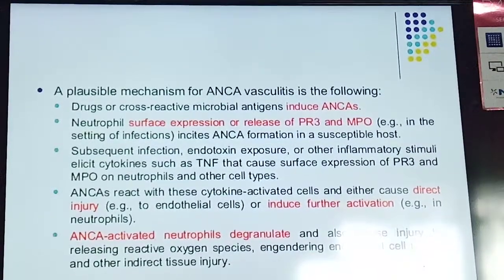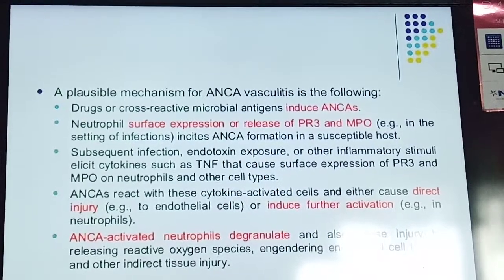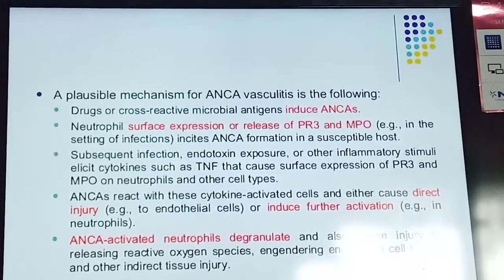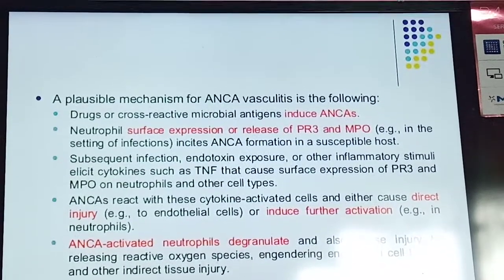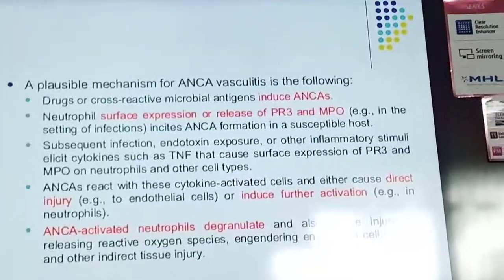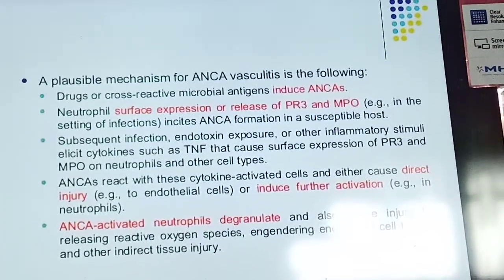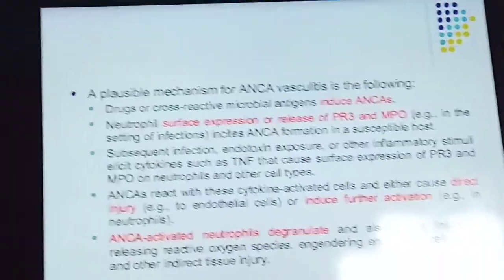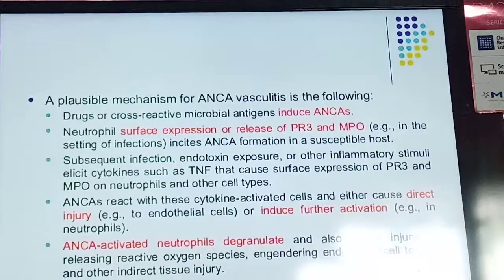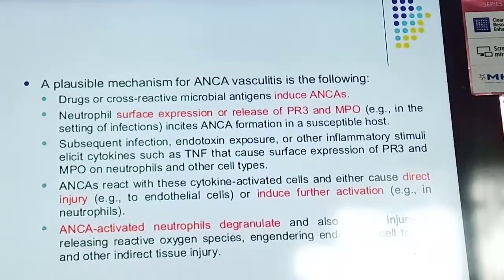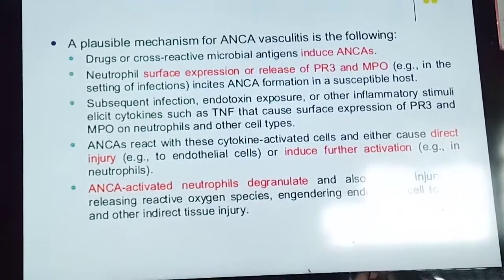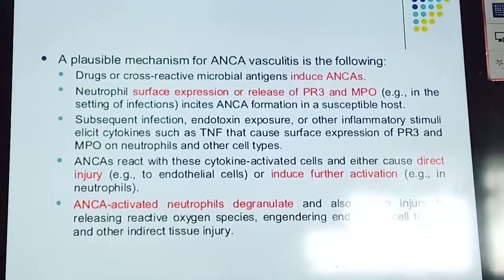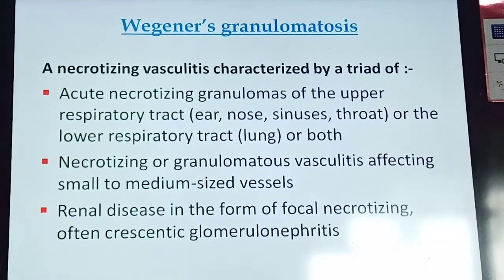These ANCA react with these cytokine-activated cells and either cause direct injury to the endothelial cells or induce further activation of the neutrophils. ANCA-activated neutrophils degranulate and also cause injury by releasing reactive oxygen species, engendering endothelial cell toxicity and other indirect tissue injury. So these are the pathological mechanisms, or the pathogenesis, of ANCA associated vasculitis, how ANCA leads to cell injury or tissue injury.